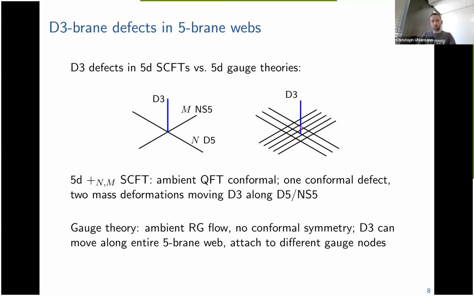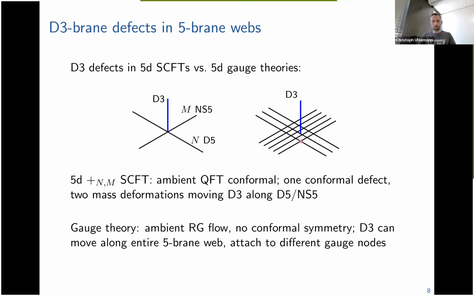And now the D3 brane can move along the entire brane web, which engineers this gauge theory, which is certainly a bit more space than we have on the left-hand side. In this case, the ambient theory describes an RG flow. There's no conformal symmetry to begin with, and no distinguished notion of a conformal defect. But we have the benefit of a Lagrangian description, and the idea later will be to connect these things.